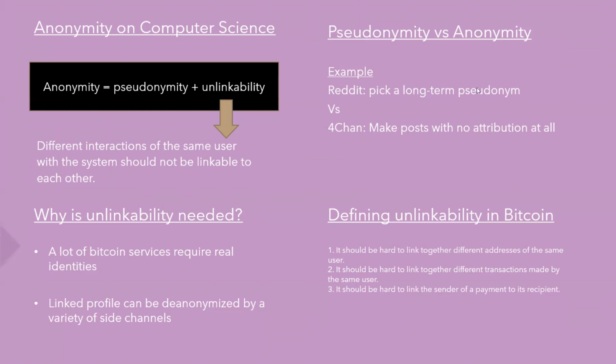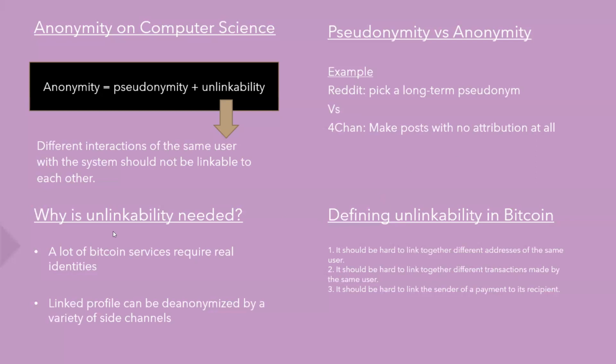Pseudonymity versus anonymity, with examples from online forums. Reddit: pick a long-term pseudonym, versus 4chan: make posts with no attribution at all. The difference between anonymity and pseudonymity is something that you might be familiar with from a variety of other contexts. On a forum like Reddit, you pick a long-term pseudonym and interact over a period of time with that pseudonym. You can create multiple pseudonyms or even a new one for every comment, but that would be annoying, so most people don't do it. So interacting on Reddit is usually pseudonymous, but not quite anonymous. 4chan, by contrast, is an online forum where users generally post anonymously with no attribution at all.